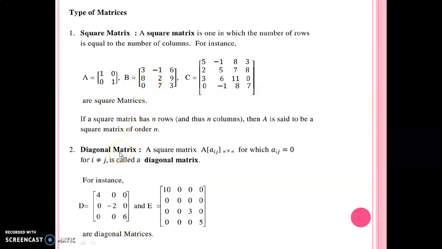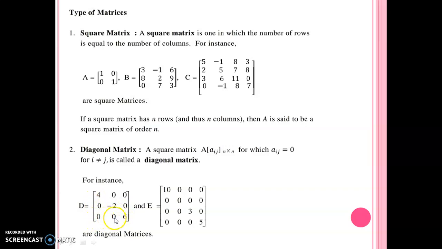Next is a diagonal matrix. It is a special type of square matrix in which aij is equal to 0 for i not equal to j. For this, we need to know about the principal diagonal of a matrix. The principal diagonal of a matrix contains the entries a11, a22 and a33. So for a diagonal matrix, the off-diagonal entries, that is the entries which are not on the diagonal, are 0.